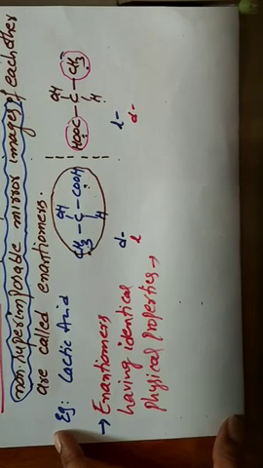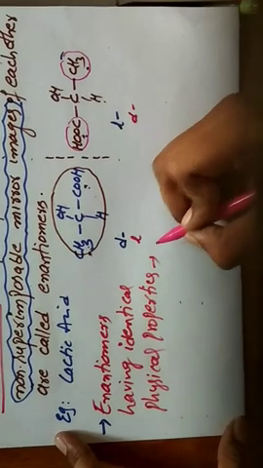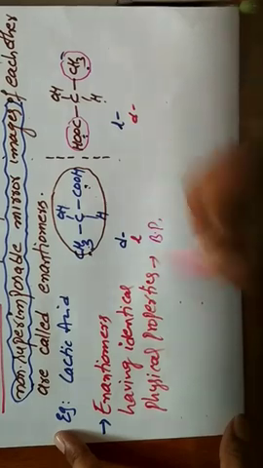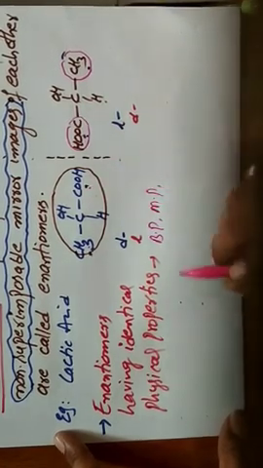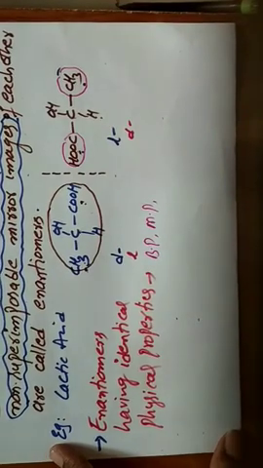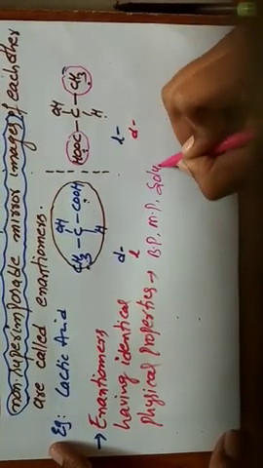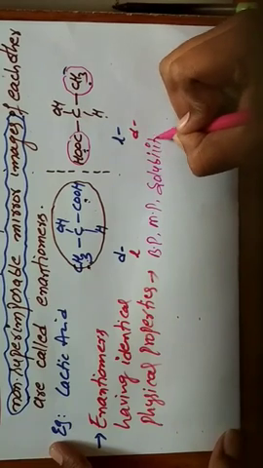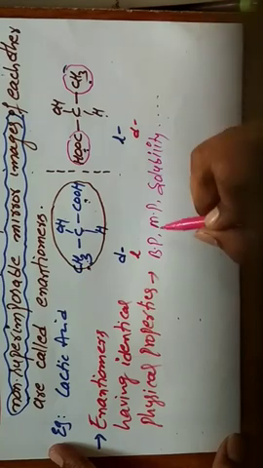That means, what are the physical properties? Identical physical properties, what are those? So boiling point, both are same. Next one, melting point, both are same. Next one, solubility, and so on, some other physical properties are also same.